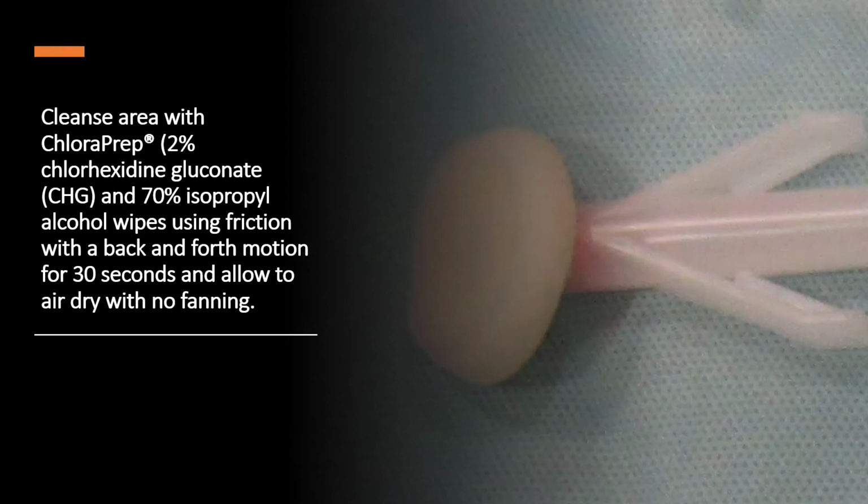We're going to cleanse the area where the Cath is. We're going to use the chlorhexidine and back and forth motion for 30 seconds and allow to air dry and not to fan. For years and years we were told to do your cleaning in a circular motion going from the center out, but it has now been found that we want to do a back and forth motion for 30 seconds and allow to air dry.